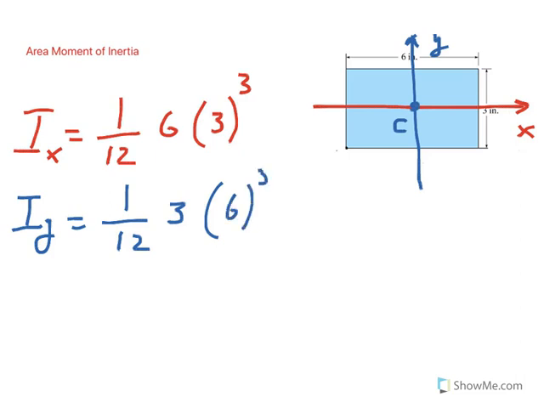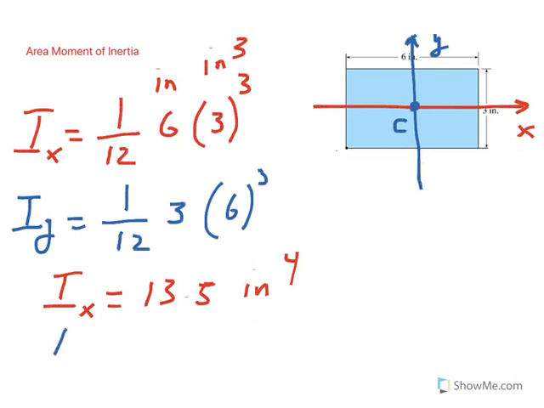So you can go ahead and calculate I sub x and I sub y. In this case, I sub x would be 13.5, and the unit, by the way, would be inch by inch cubed, so that would be inch to the power 4. So actually the dimension of area moment of inertia is length to the power 4. And then I sub y similarly would be 54 in this case, inches to the power 4.